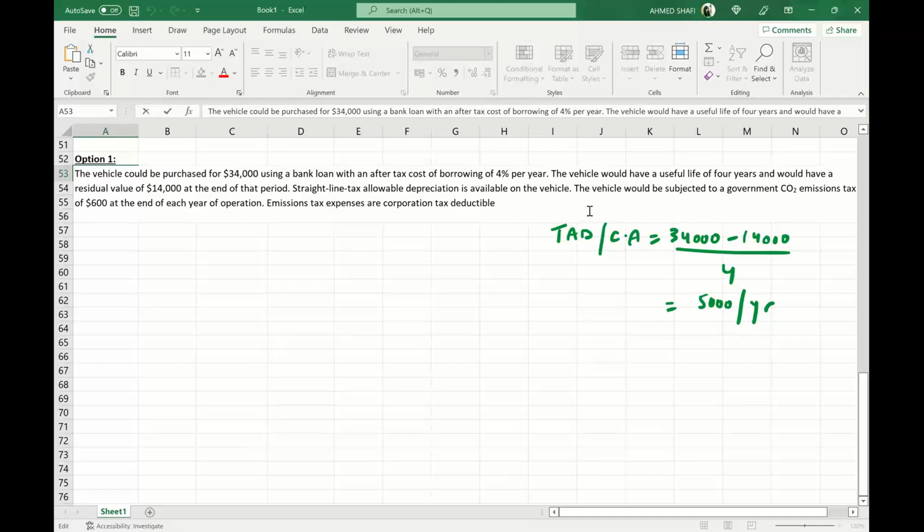And the vehicle would be subject to a government CO2 emission tax of 600 at the end of each year. Emission tax expenses are corporation tax deductible. So emission tax expenses are tax deductible. This is option one.